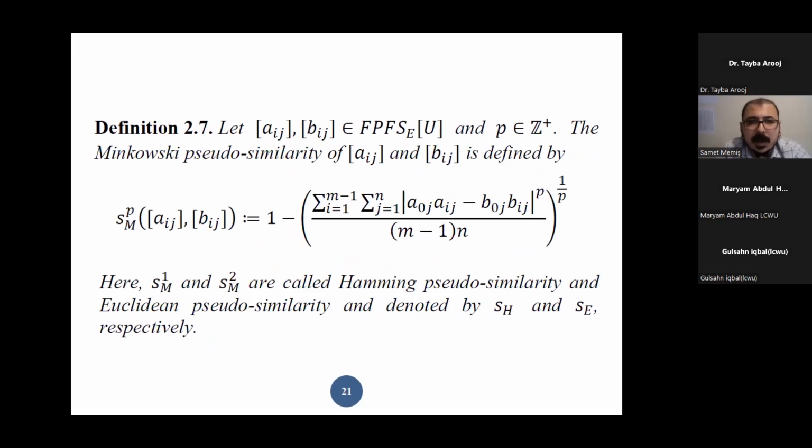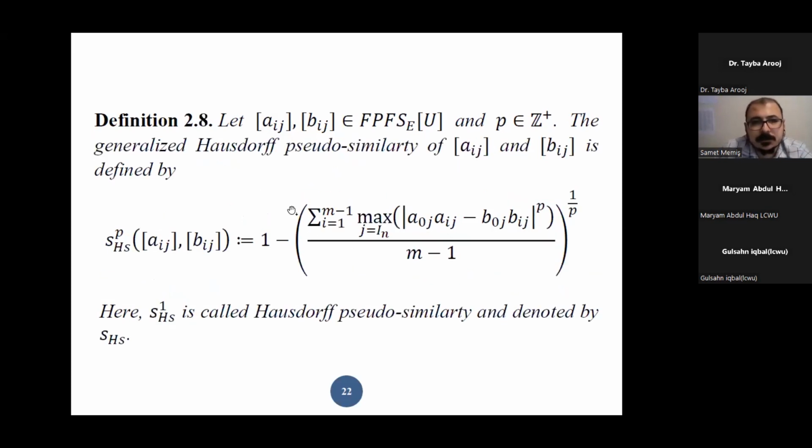Now, I can mention the Minkowski pseudo-similarity. Here, this similarity is based on the pseudometrics. We can use the pseudometric to define the pseudo-similarity easily. And the others are defined in a similar way.